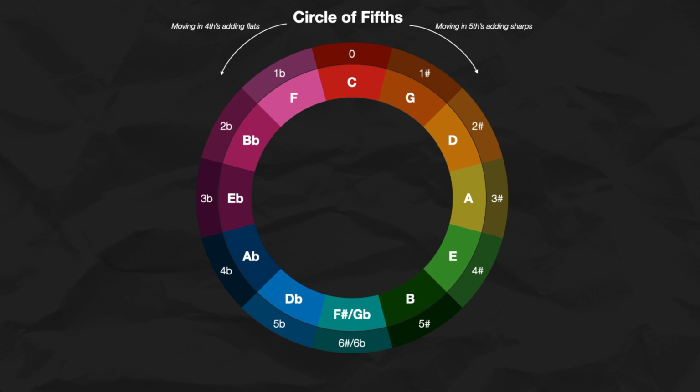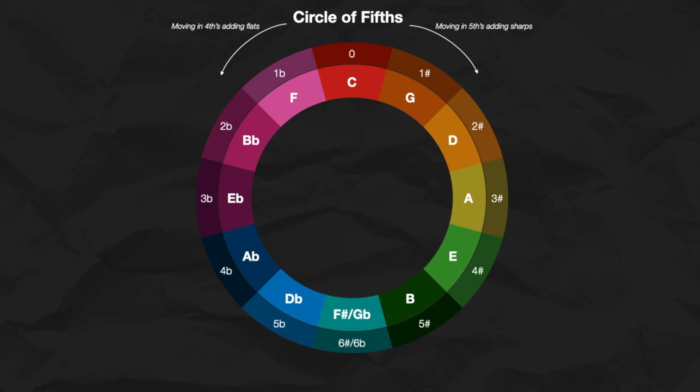The key of C has 0 sharps and 0 flats. If you move all the way down to the bottom of the circle where you see F sharp or G flat, that actually has 6 sharps or 6 flats in it. Okay, so you go from 0 to having either 6 sharps or 6 flats in any of these different keys. As you can see, we go clockwise around the circle. We add 1 sharp each time. Moving counterclockwise, we add 1 flat each time until we reach the bottom of the circle.